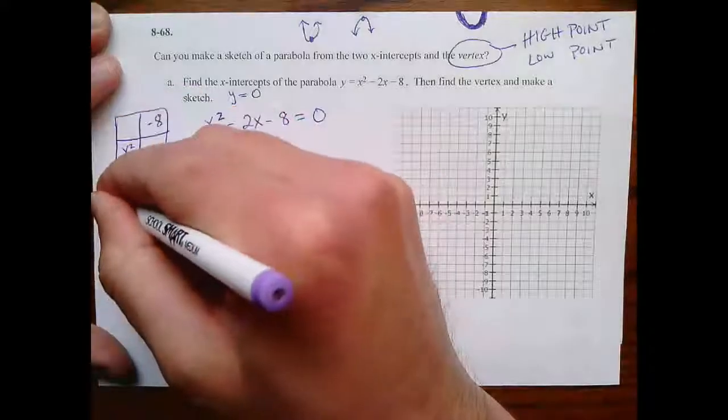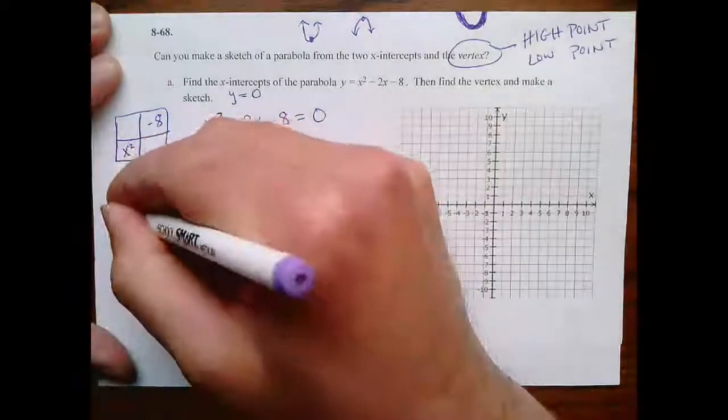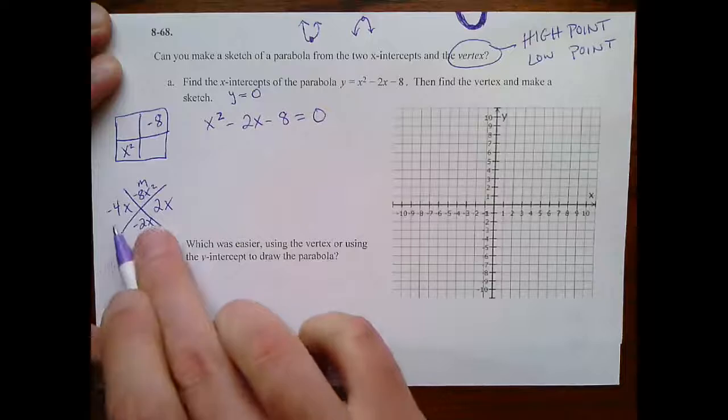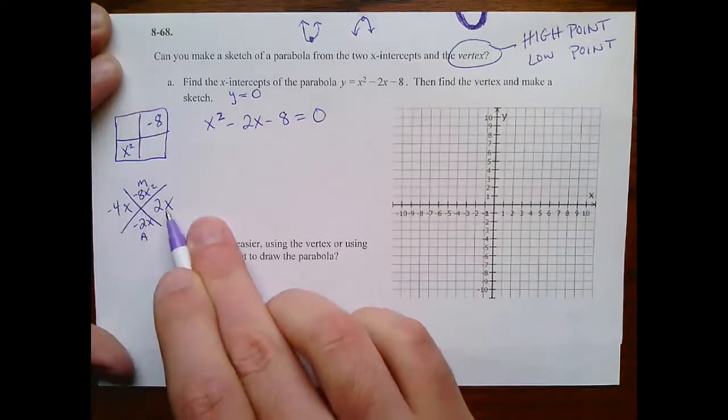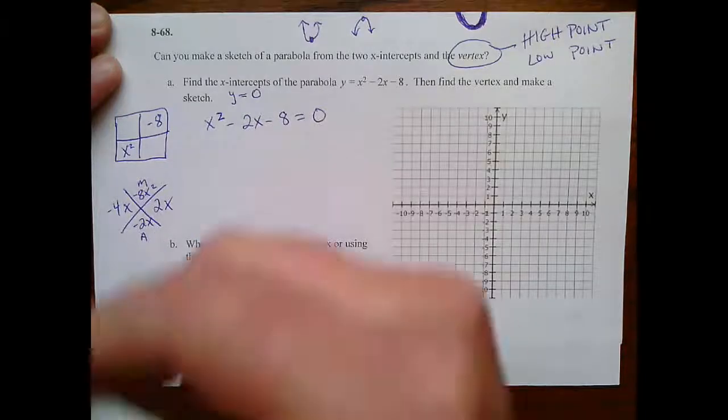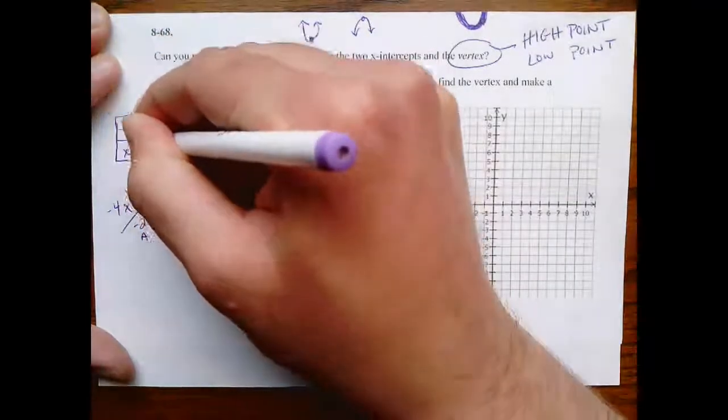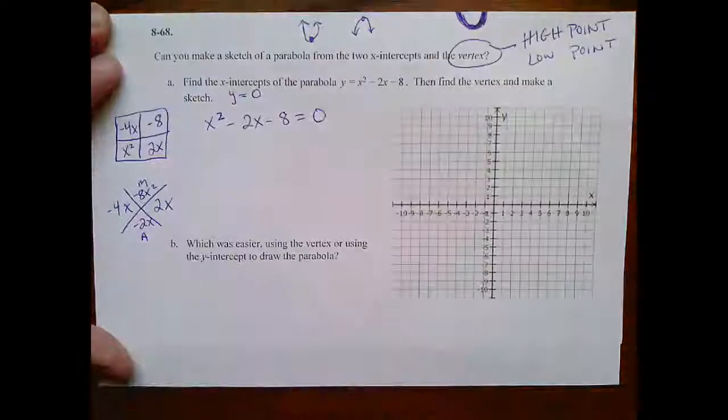Well, how about negative 4 and positive 2? And I'll put an x on each one. Let's double check. Is negative 4x times 2x negative 8x squared? It is. Is negative 4x plus 2x negative 2x? It is. So there goes negative 4x and there goes 2x. Again, you can flip-flop the order if you like.